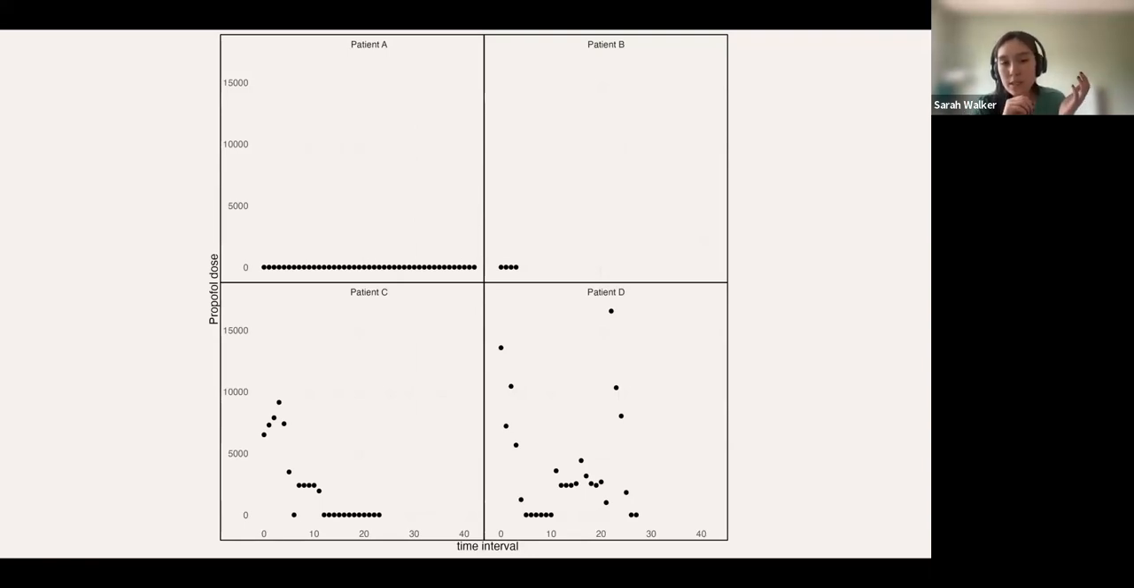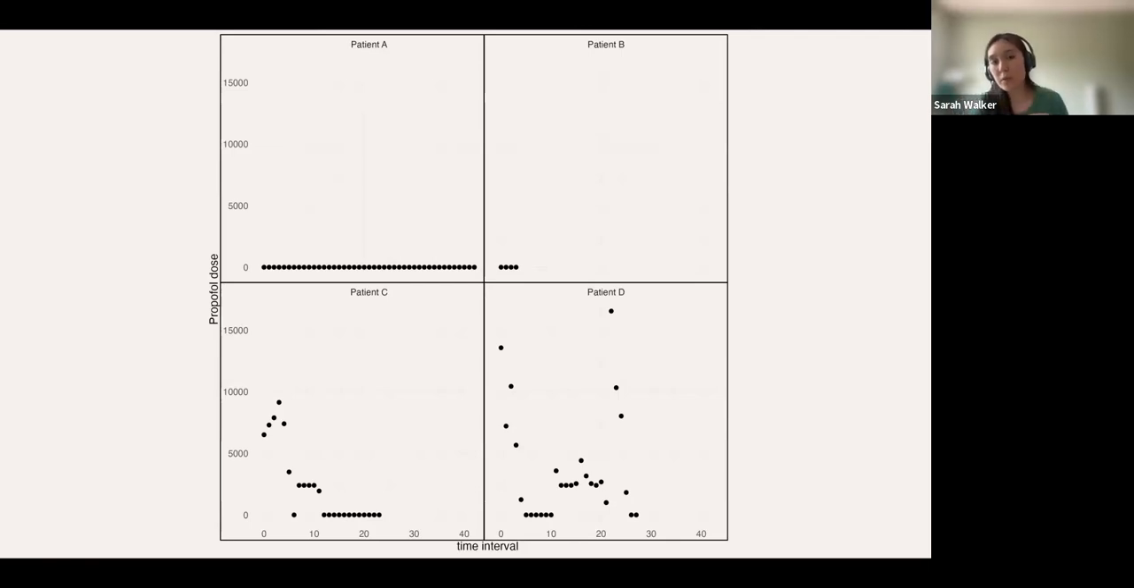So this is actually interesting because you could expect that the amount of propofol a patient is getting at one particular time interval is more related to however much they're going to get in the next time interval or the one previous, as opposed to another patient's dose at some other random time interval.